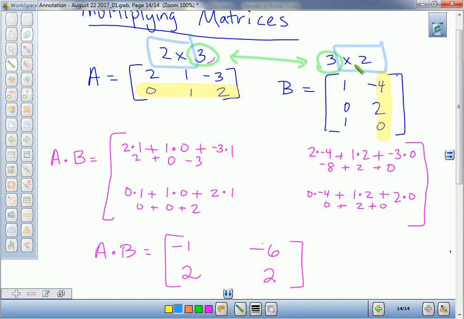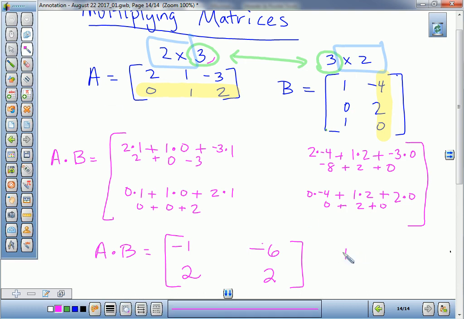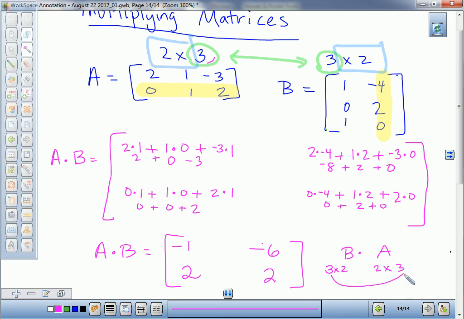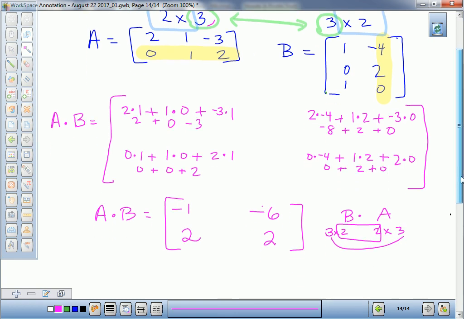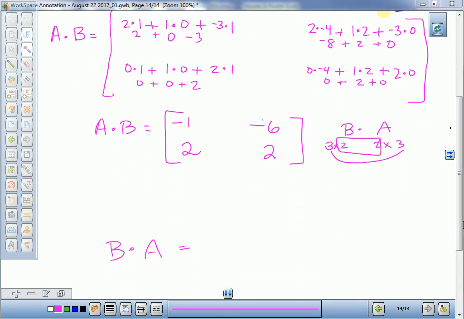Okay, so 1 times 2 is 2, plus negative 4 times 0 is 0. And then row 1 times the second column. 1 times 1 is 1, plus negative 4 times 1 is negative 4. Row 1 times the third column. 1 times negative 3 is negative 3. Negative 4 times negative 2 is negative 8. That was row 1.